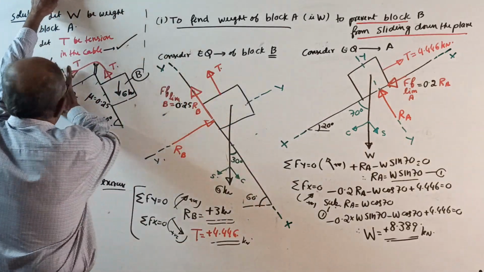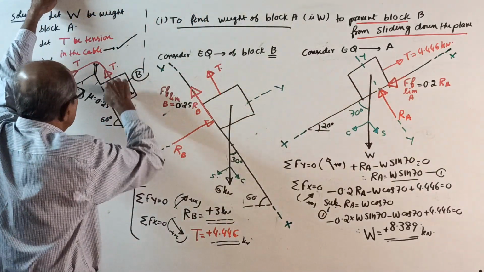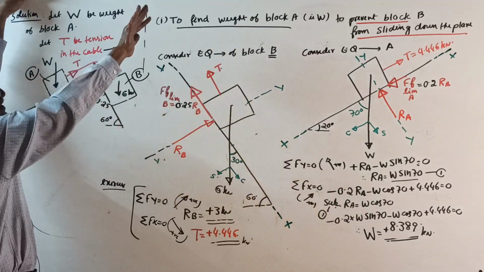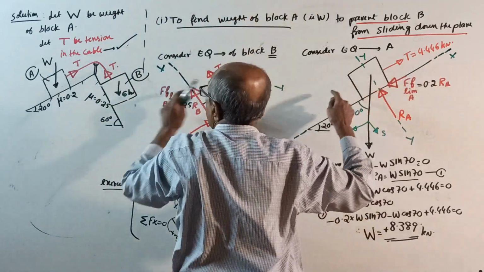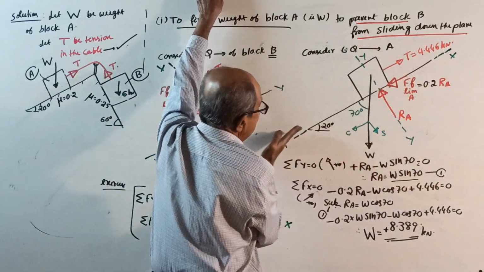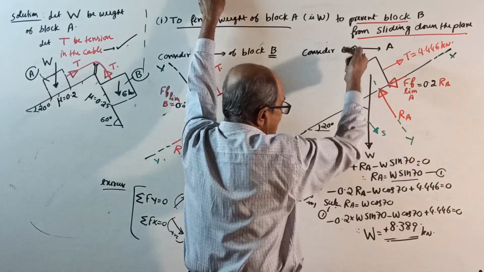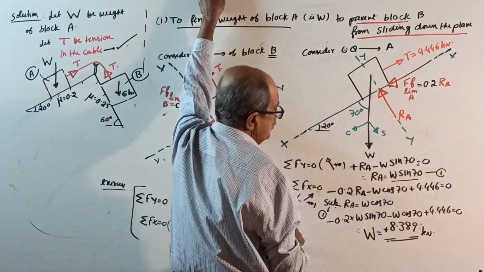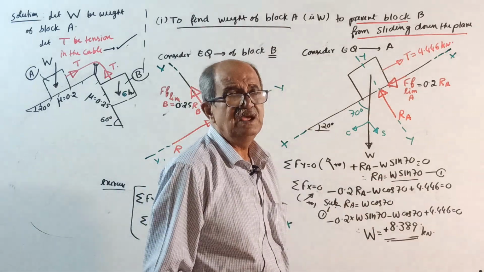Okay, now consider equilibrium of block A. See here, block A. Weight is W, RA. When block B is sliding down, block A will move up this way. So friction is down and coefficient is 0.2 RA. By this time, you know the tension. See, this tension is known to you. This is YY, this is XX. See now, sigma Fy equals 0, take this way positive, plus RA minus W sine 70 equal to 0. So what will you get? You will get RA equal to W sine 70, equation number 1.